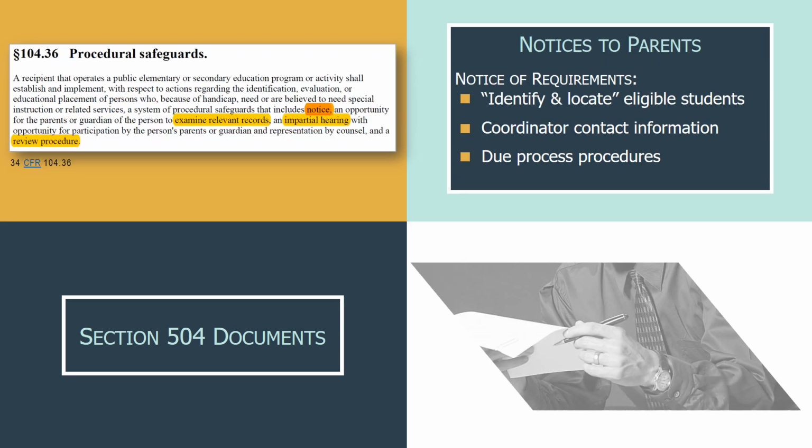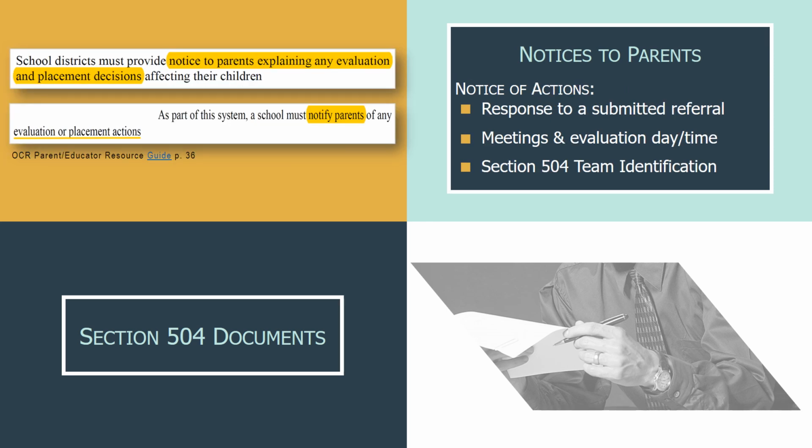All parents should be notified of the school system's Section 504 requirements, such as the school system's duty to locate students with disabilities, the contact information of the Section 504 coordinator, and available due process and grievance procedures. Regarding procedural safeguard notices provided to parents, Section 504 does not identify the specific circumstances for which the school system is required to provide written notices to a parent, but the Office for Civil Rights suggests that parents be informed through a notice of actions provided by the district or charter. Such actions could include if a Section 504 referral was submitted by an employee, when an evaluation or other meetings are scheduled, and Section 504 team determinations and placement decisions.